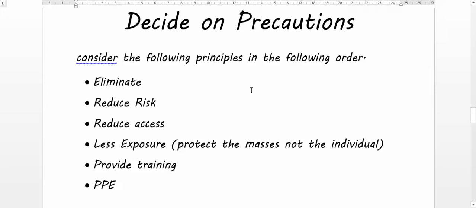So then we need to decide on the precautions. Consider the following precautions in the following order. Eliminate, reduce the risk, reduce access, less exposure, so protect the masses, not the individual, and provide training and PPE. You need to consider precautions in this order. Obviously, it's important to eliminate a risk where you can rather than just reduce it. PPE is often the last resort, but people sometimes consider it to be the first because it's the easiest to implement.